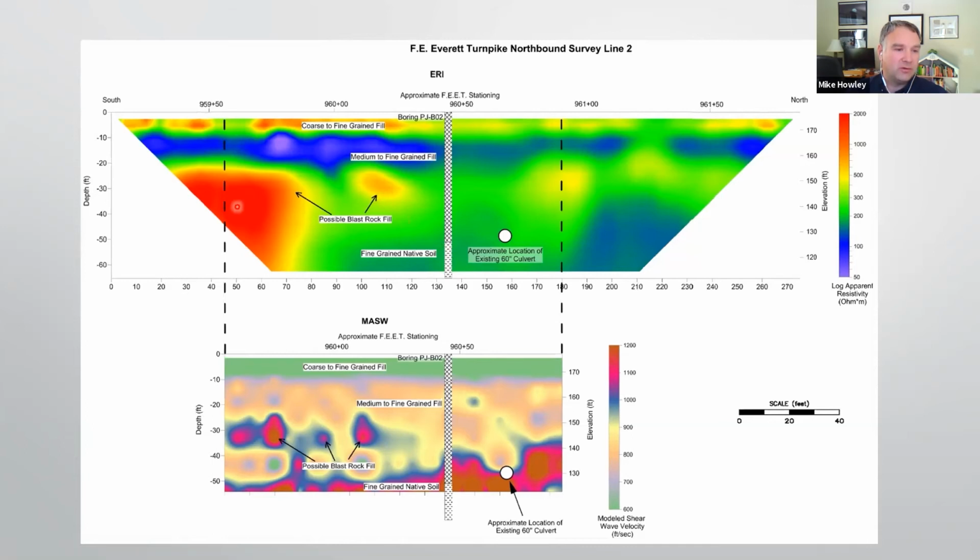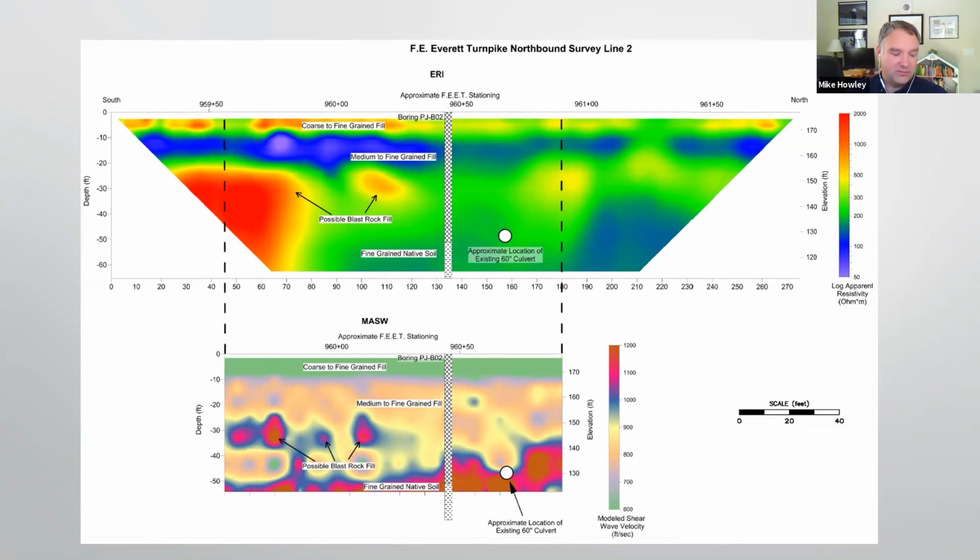There are 2 smaller areas of possible blast rock fill indicated by high resistivity anomalies in the resistivity data. Similarly located high shear wave velocity anomalies are interpreted to be blast rock fill at the same locations. Again, the lower resistivity at depth is due to the water saturated fine-grained native soils.